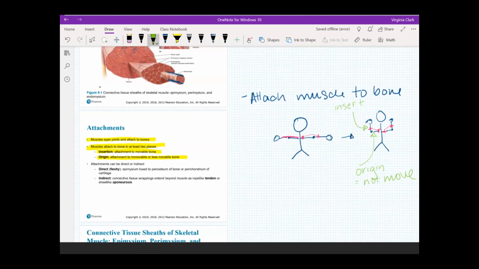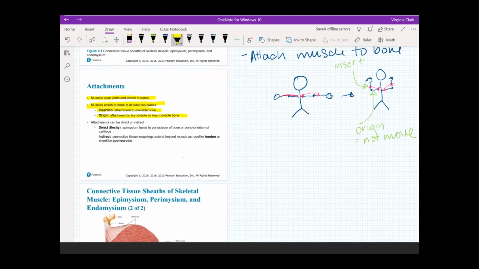So those two terms, insertion and origin: your skeletal muscle will always attach two places, and it will be named usually for where it connects. And then now we're going to talk second about how you actually connect the muscle to the bone. But those are two terms you need to know, insertion and origin. So now that we have these and we know which one is which, how do we actually connect these to the bone? Well, attachments can either be direct or indirect.